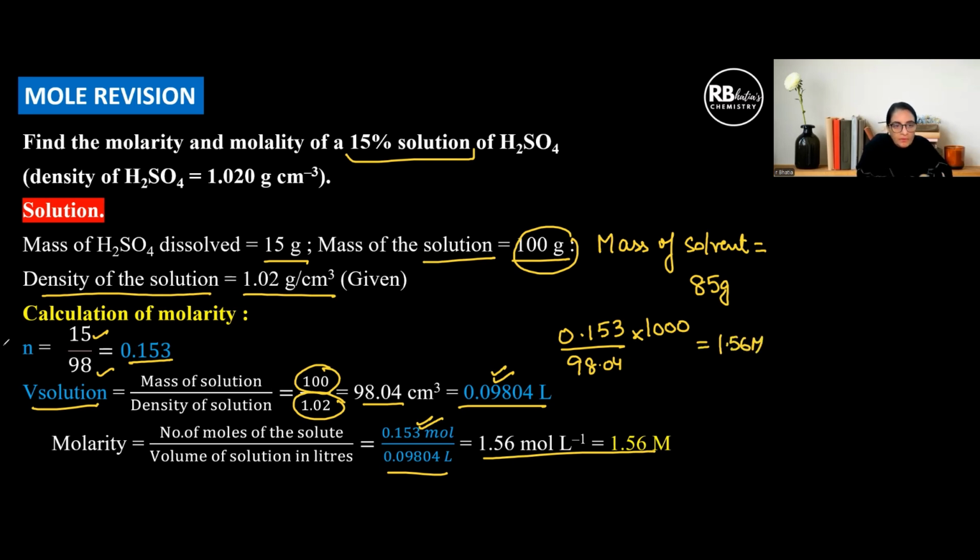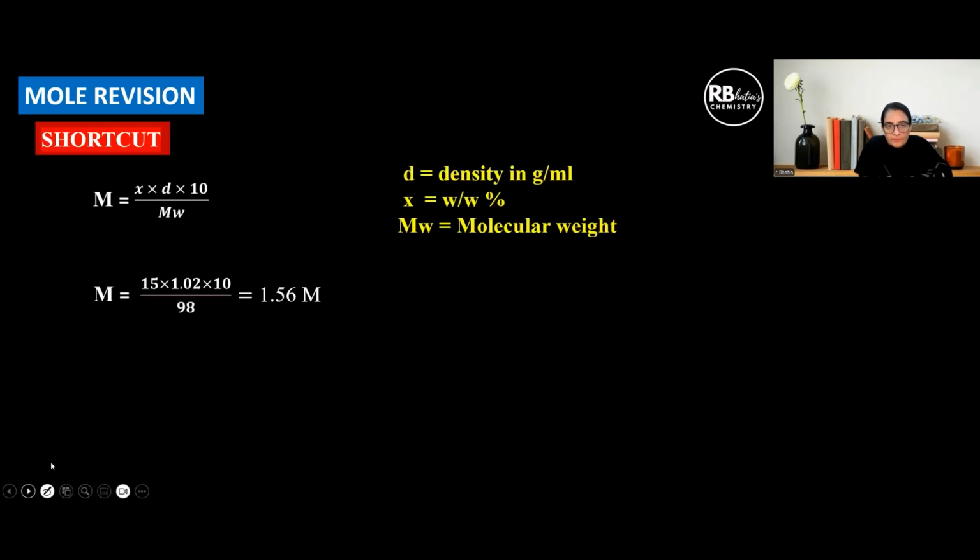Clear? Now, to calculate molarity of the same solution, I'm using here the overall formula, percentage times density times 10 upon molecular weight, that we did in the beginning. So here mass percentage is 15%, density is 1.02, and I'm putting 10 upon 98. I directly get the answer. The first explanation was descriptive through understanding, and this is the shortcut formula.